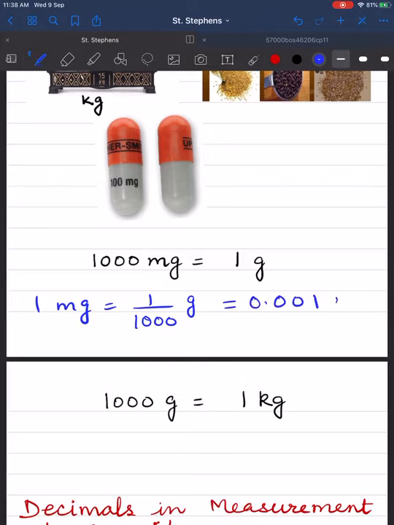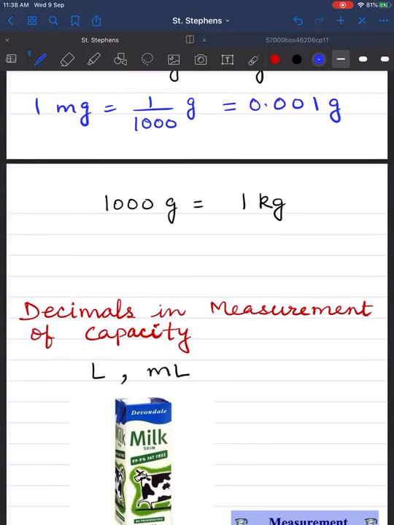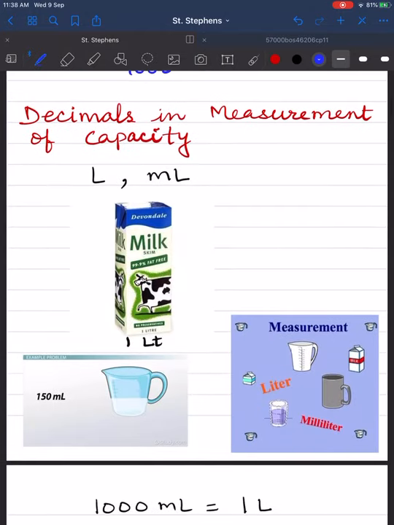0.001 grams. Now 1000 gram is equal to 1 kilogram. So here 1 gram is equal to 1 upon 1000 kilogram. So here also we will have 3 decimal places, so we get 0.001 kilograms. Now let's understand use of decimals in measurement of capacity.